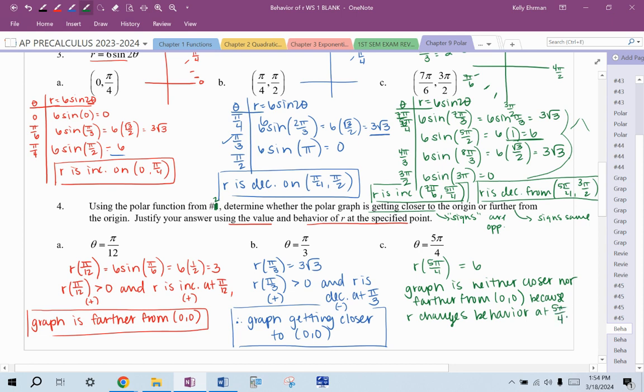Tomorrow we're going to get more into that. It's changing from increasing to decreasing. So I would say r is a relative maximum at 5 pi over 4. So if it's one of those extrema, you're not getting closer or farther, you're in one of those turning points.